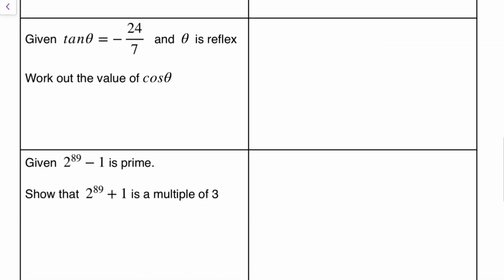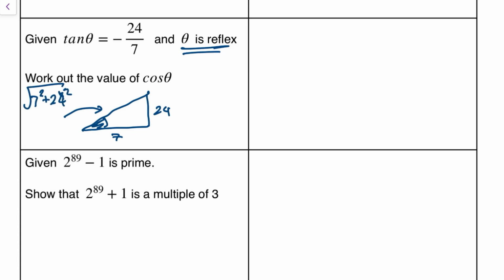Next one. Given tan theta equals this and theta is reflex, work out the value of cos theta. Well, the first thing I'm going to do is I'm going to note that tan theta is opposite over adjacent. So in other words, this here, it's what's known as a 7, 24, 25 triangle, but let's work it out. This here is 7 squared plus 24 squared, square rooted, which is 25, which means that cos theta is going to be equal to adjacent 7 over 25. Now, the thing I haven't worked out, is it plus or minus?